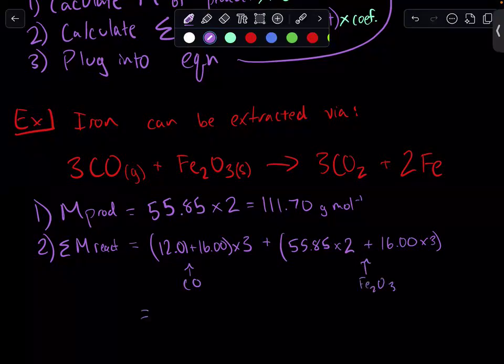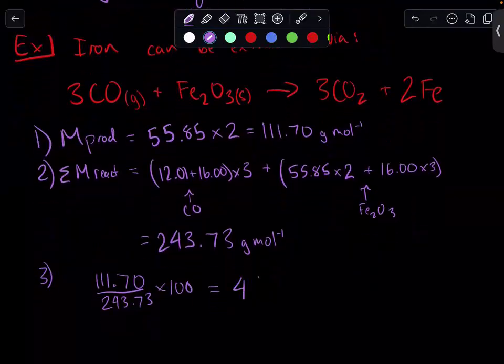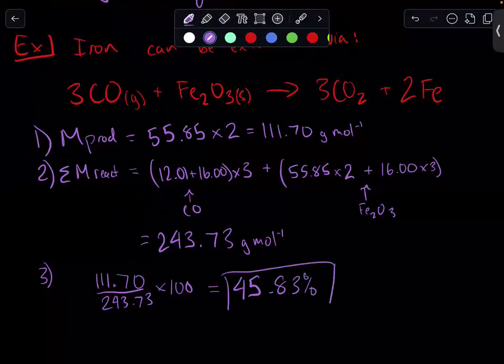The sum of this is going to equate to 243.73 grams mole inverse. So now all I have to do is step 3, plug all this into my equation. 111.70 divided by 243.73 times 100, and I will find that I get an atom economy of 45.83% efficiency. Now, to me, that is a not very efficient process.